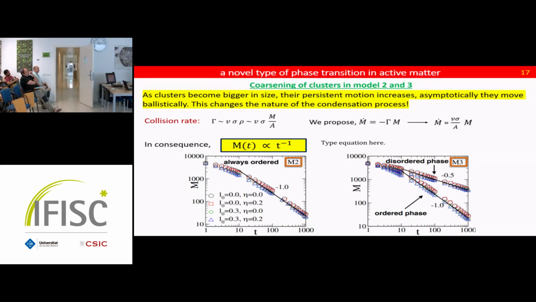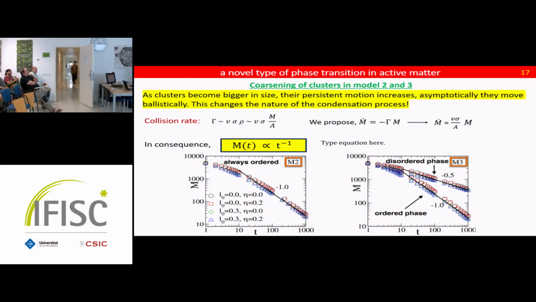Now the next thing is to understand the coarsening behavior of these two models. Again we can define the collision rate, and that will depend on the propulsion speed of the particles or the cluster, the cross section of the cluster, which is constant here because it's not growing in the limit we are working, and the density of the clusters in the system. The density of clusters is the number of clusters over the area of the system, and then we can write the evolution equation for the number of clusters in the system, do similar calculations, and that gives the linear or ballistic aggregation of the cluster.